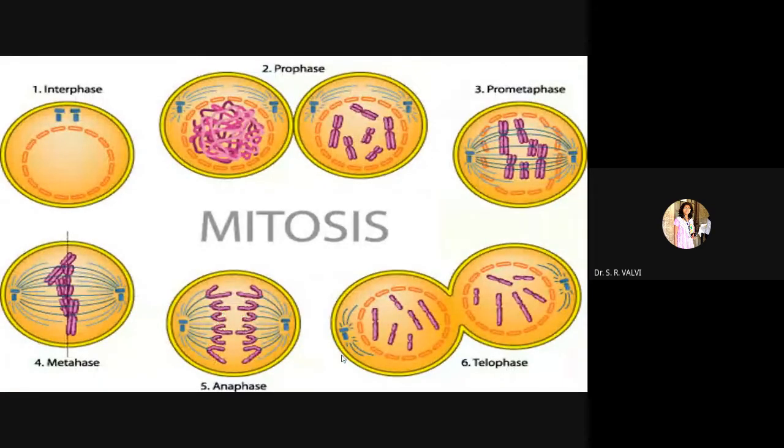So, here, I have given one diagram where I have kept all the phases which are included under mitosis. Just remember the mitosis clue, that is PMAT, right? P stands for prophase, M stands for metaphase, A stands for anaphase, and T stands for telophase, PMAT. So interphase, prophase, metaphase, anaphase, and telophase. Likewise, these are the phases of mitosis.